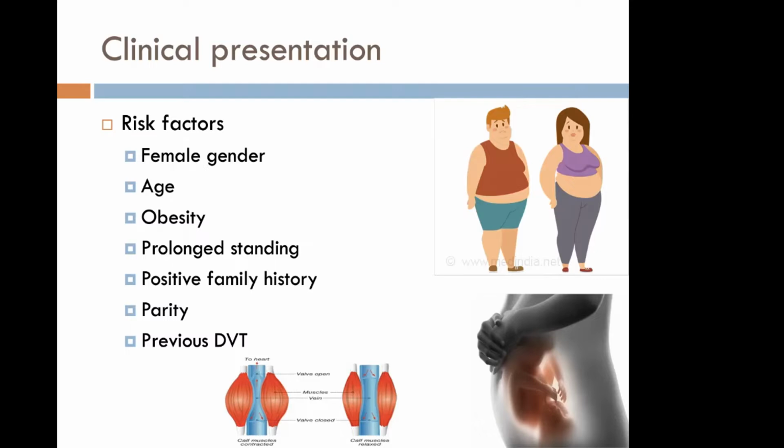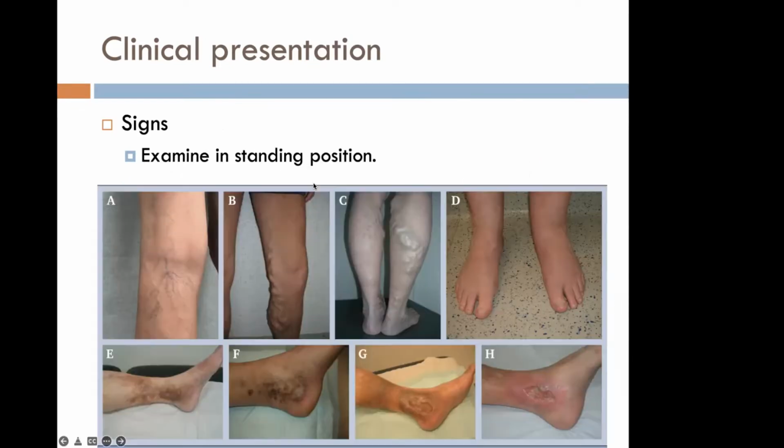Now, previous DVT, like I had said, is when these patients develop chronic venous disease as a result of a previous DVT. We call that post-thrombotic syndrome. We can move on. So those are the risk factors to look out for.